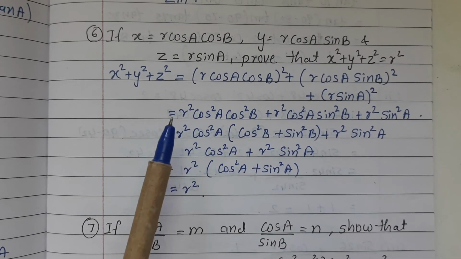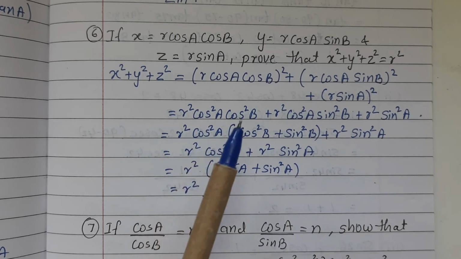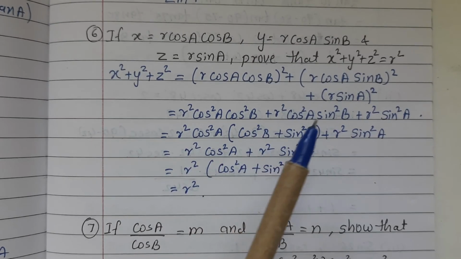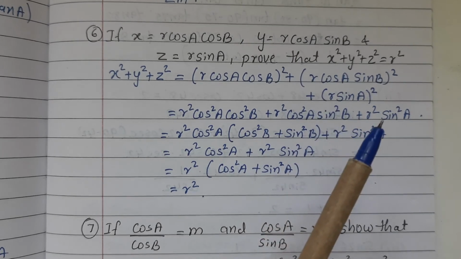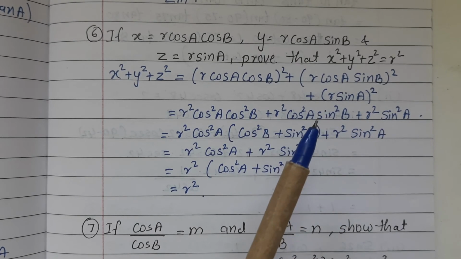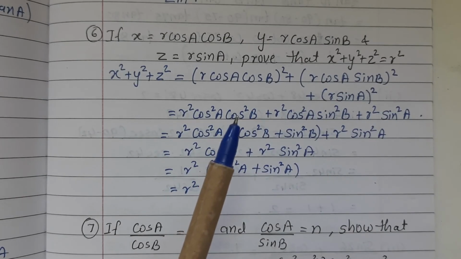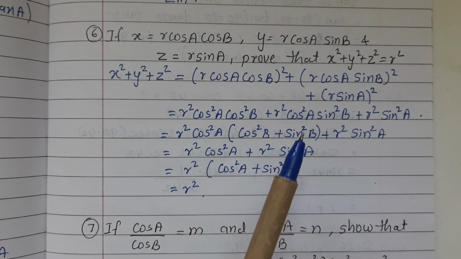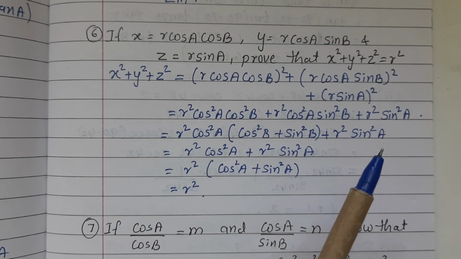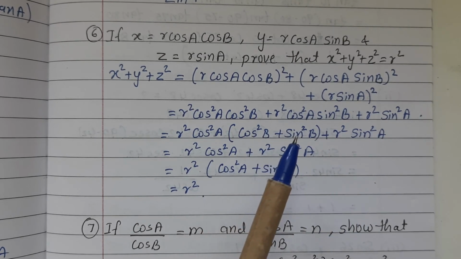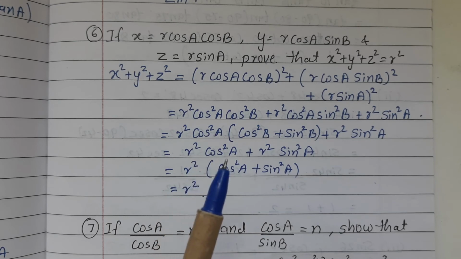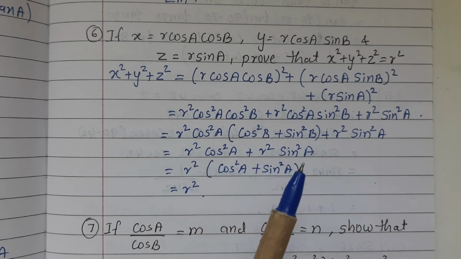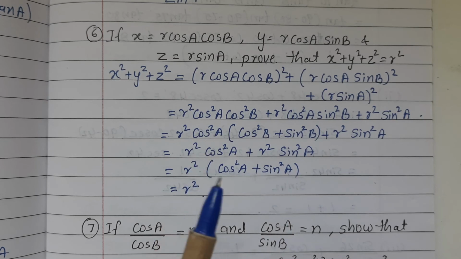Open the bracket, which we get equal to r square cos square A cos square B plus r square cos square A sin square B plus r square sin square A. In these two terms, r square cos square A is common, so r square cos square A into remains cos square B plus sin square B plus r square sin square A. Cos square B plus sin square B is 1, so only r square cos square A is remaining plus r square sin square A. In these two, r square is common into cos square A plus sin square A, which is 1, therefore equal to r square.